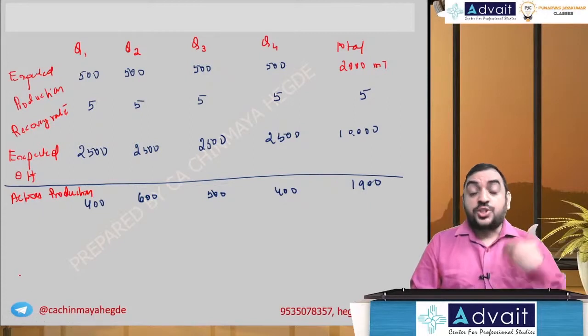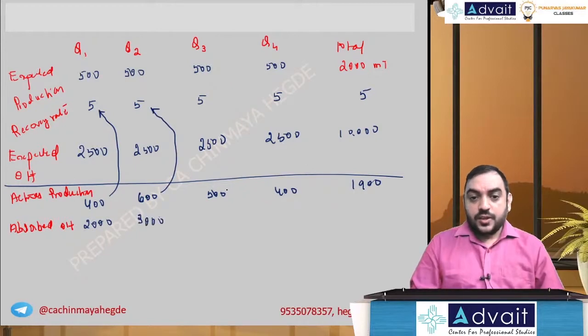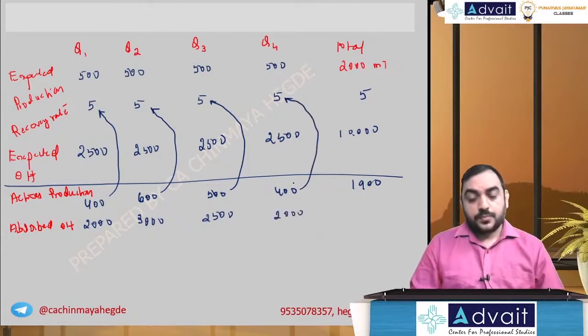Okay. So what is absorbed overheads? 400 units multiplied by recovery rate 5, so 2,000. 600 multiplied by 5, 3,000. 500 multiplied by 5, 2,500, and 400 multiplied by 5, 2,000. You're going to total for your reference.